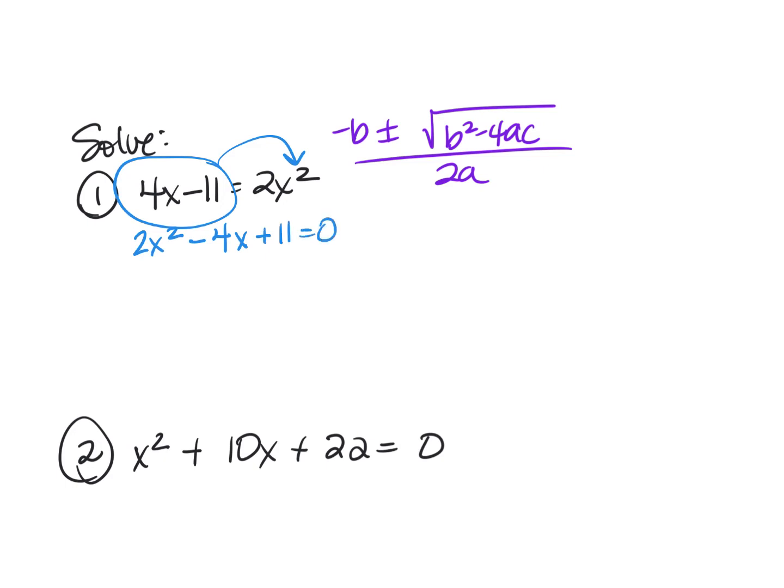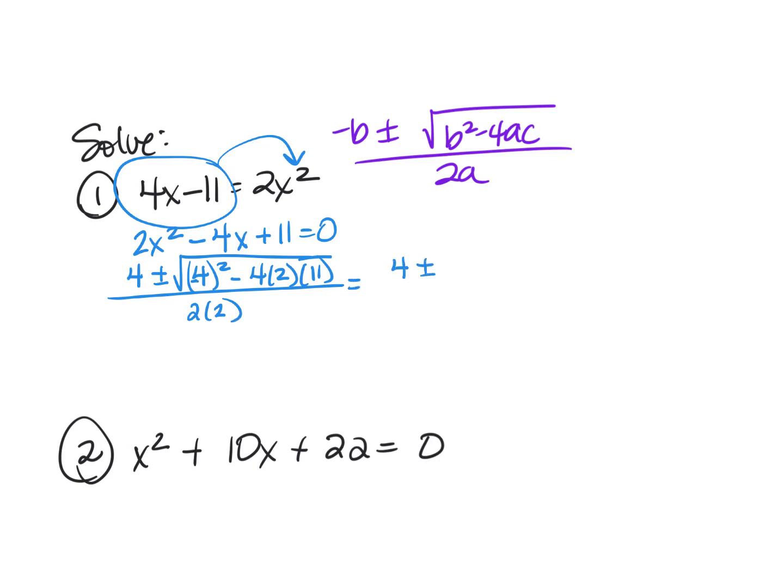Now I can put things into the quadratic formula. So negative b will be 4 plus or minus the square root of b squared, or negative 4 squared, minus 4 times a, which is 2, times c, which is 11, all of it over 2a. All right, so I have 4 plus or minus.